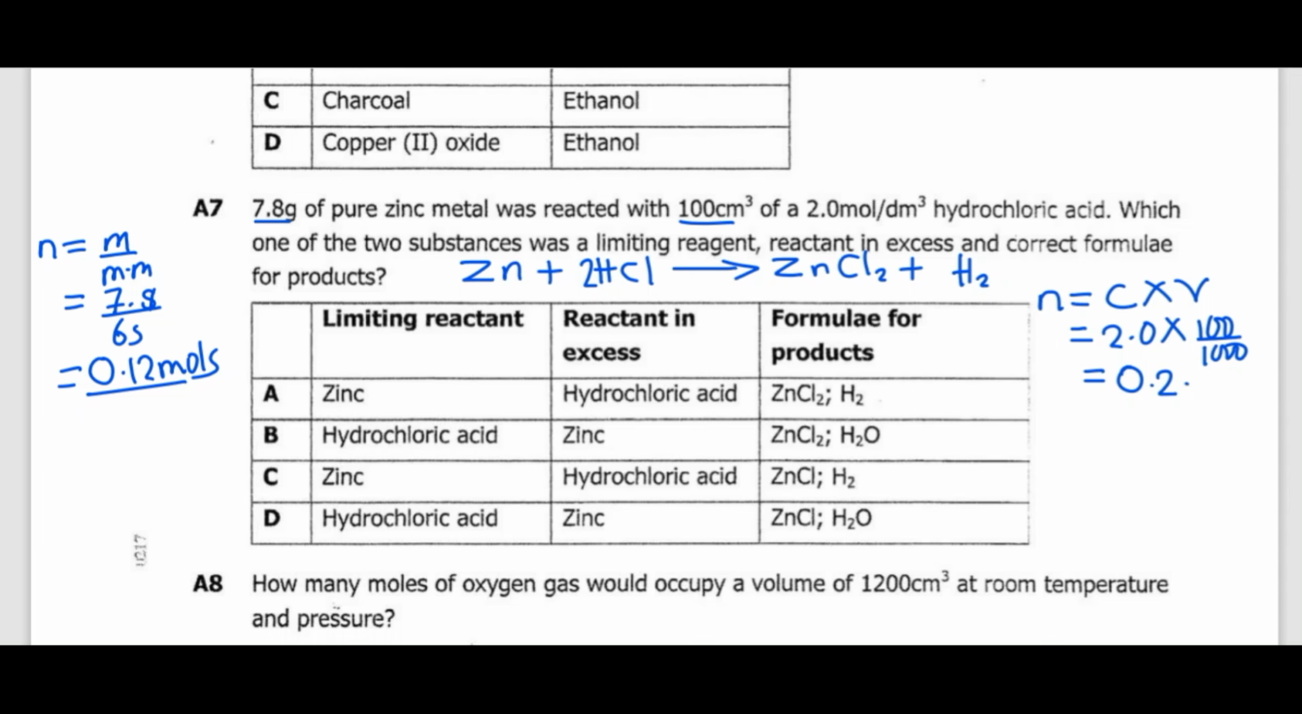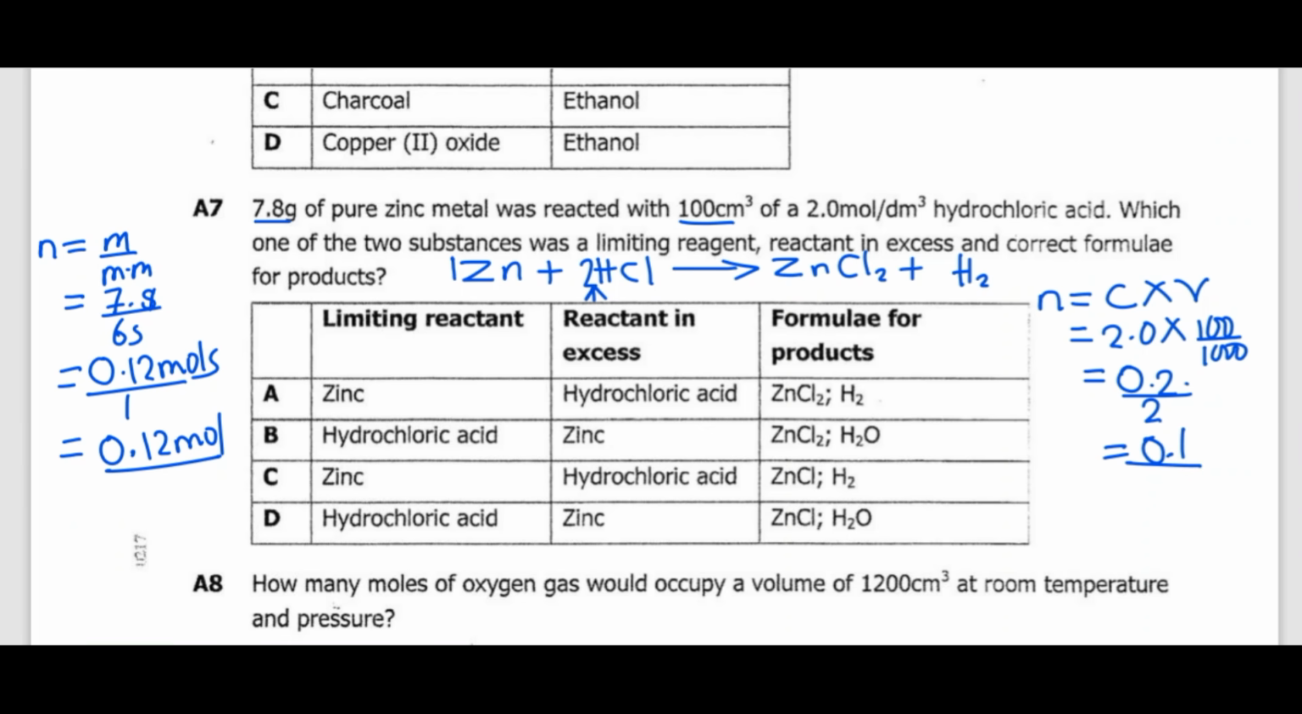Now after we are done finding the number of moles, we are supposed to divide each number of moles by the mole ratio. So the mole ratio for zinc is the number in front of zinc, which is 1. So 0.12 divided by 1 will give us 0.12 moles. Then for this one, the mole ratio is just 2, so we divide by 2. So what is 0.2 divided by 2? So the answer is 0.1.